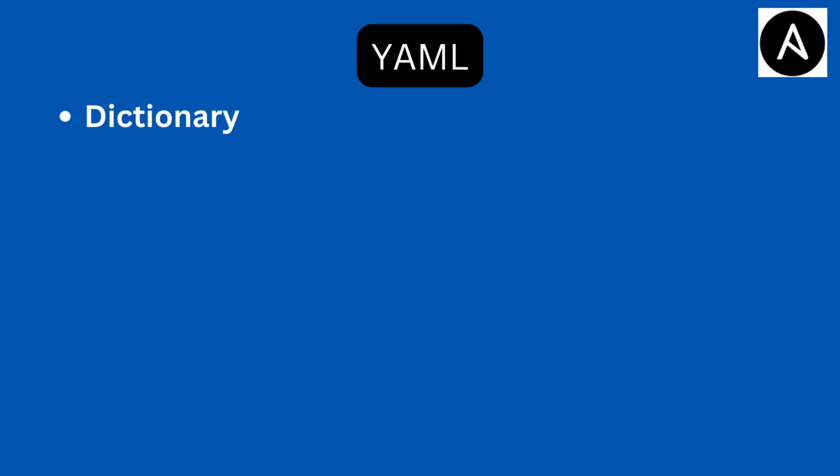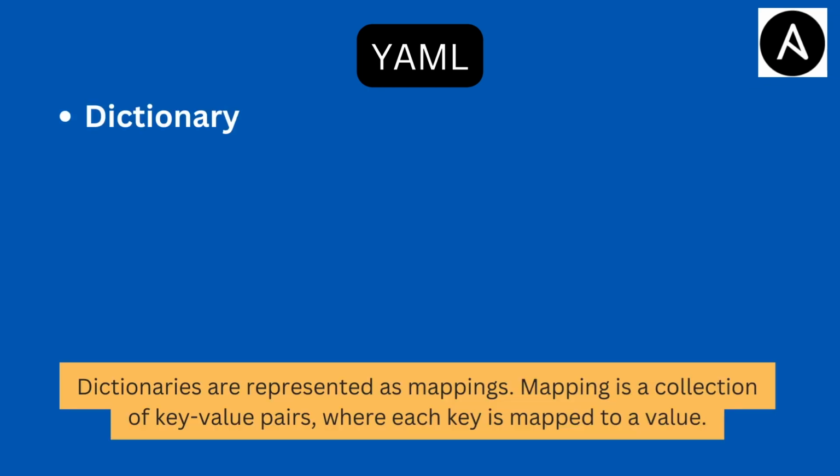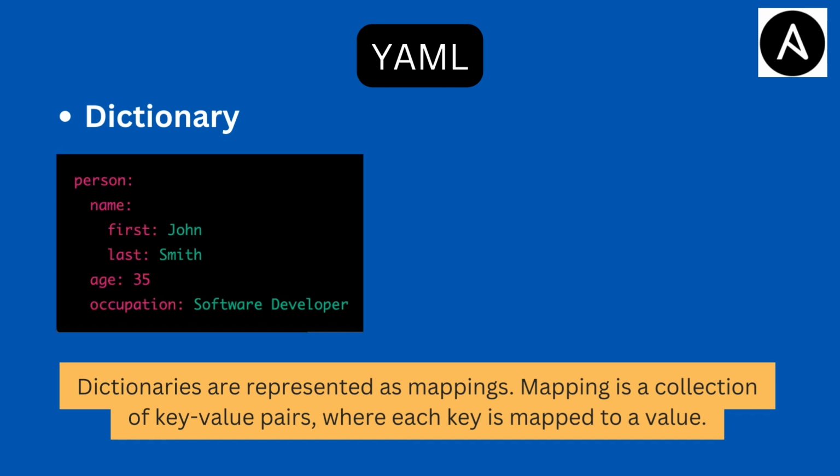Next, we will see dictionary. Dictionaries are represented as mapping, and a mapping is a collection of key value pairs where each key is mapped to a value. In the above example, the person key has three key value pairs: name, age, and occupation. The name key has two nested key value pairs, first name and last name.